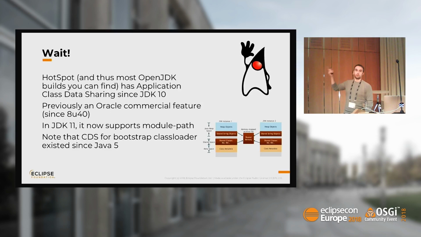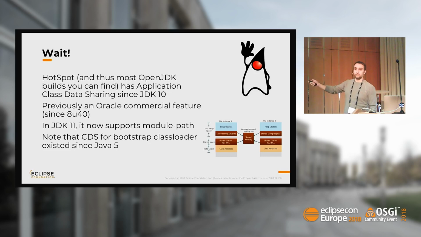But wait, actually HotSpot also has class data sharing. So it used to have class data sharing for the Bootstrap class loader, meaning java.lang and java.util and stuff like that, since Java 5. And you are already using it, you don't need to do anything. It's automatic. But the application class data sharing used to be a commercial feature from the Oracle HotSpot version. So you could activate it since Java 8 update 40 by specifying the unlock commercial features option and adding CDS. But since JDK 10, it's free to use as an experimental feature.